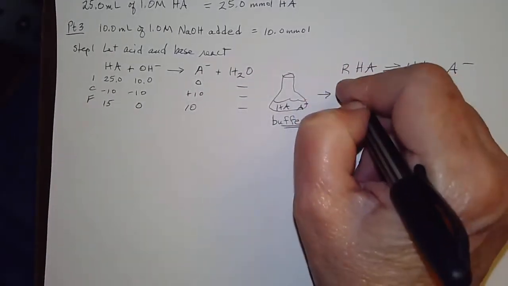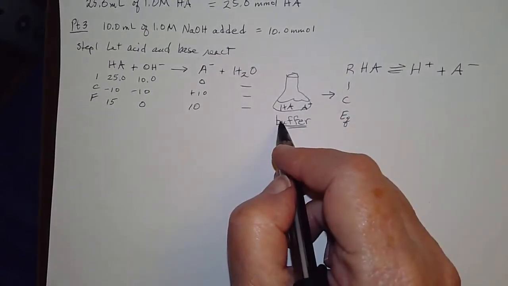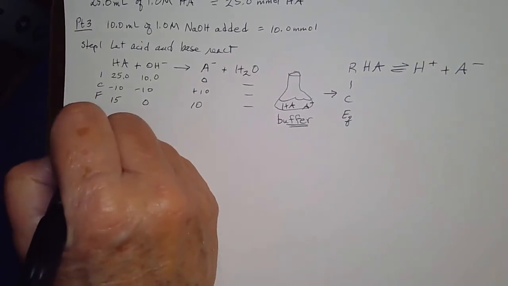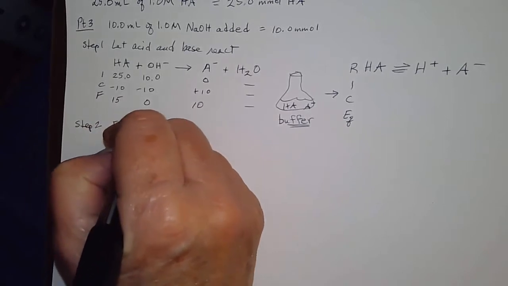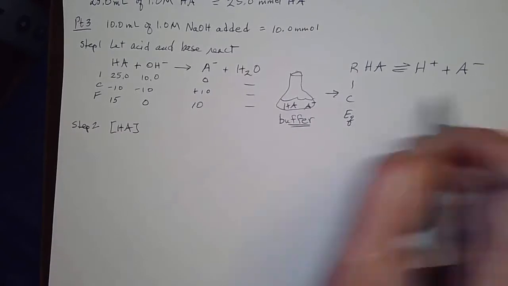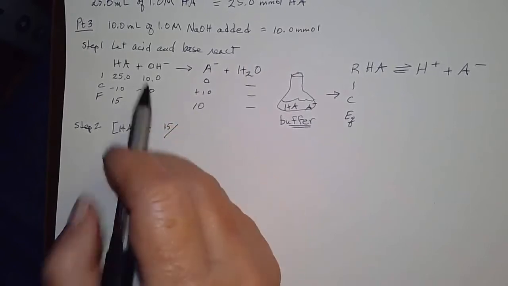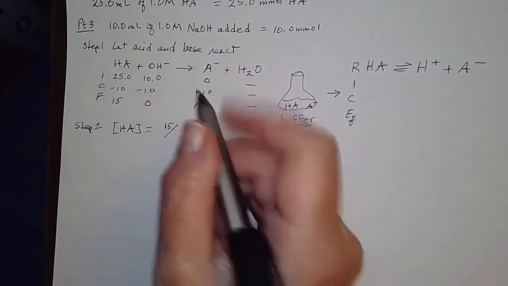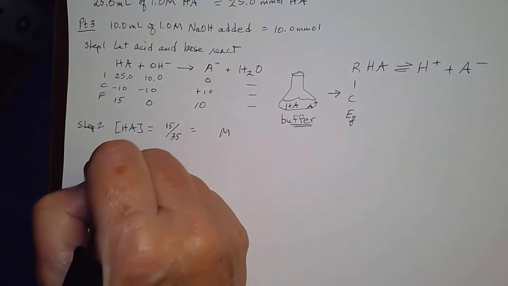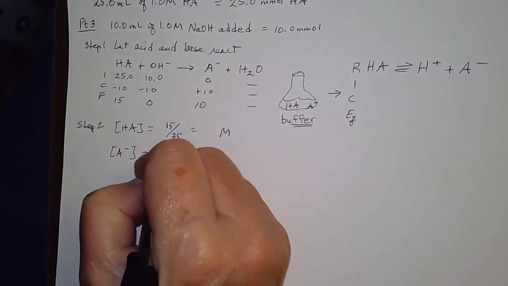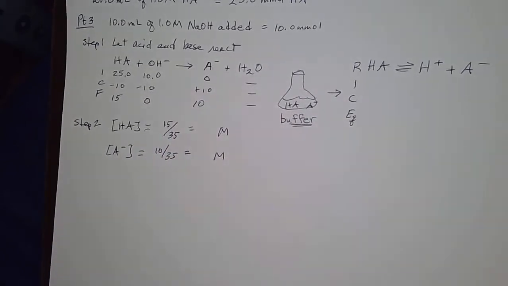This is my RICE table because now I'm at equilibrium. Remember, initially I've got to get these concentrations. That was step 2. I got ahead of myself. Step 2, I'm going to find the concentration of HA at this point. That's going to become my initial for my equilibrium table. So I'm going to say that is 15 millimoles. My total volume is 25 plus 10, so 35. And that's going to give me a molarity. Then I'm going to do the same for that: 10 over 35.